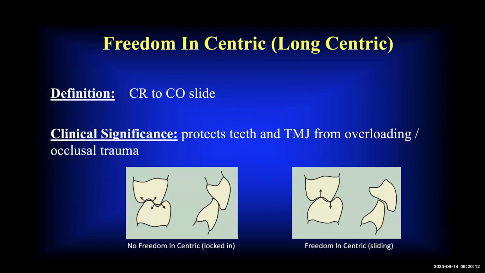So when we also look at CR and CO, we can have what is called a long centric, or some people call it a freedom in centric. Now, basically, what does that mean? That means that there's a difference between CR and CO. Most commonly, when people are locked into their occlusion, where there's very little movement, they really don't have a long centric. But a lot of people, especially all-on-X cases, you will see patients with significant long centrics, and we need to compensate for that and make sure that they can slide from CR to CO without any interferences, because that will cause TMJ problems or occlusal trauma to our prosthesis.